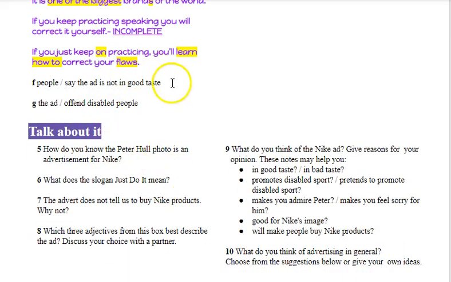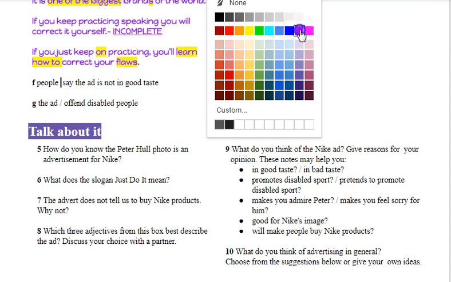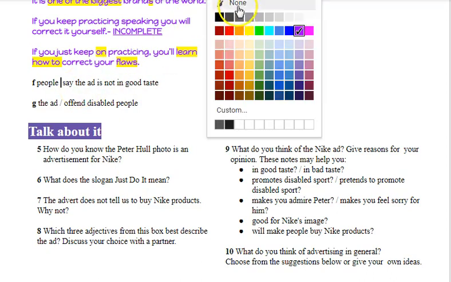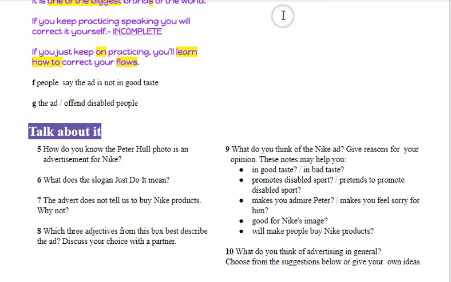Okay. So, letter F. People might say the ad is not in good taste. Might say, oh, I like the color. I like the color. It's wrong. Okay. Might say. Your answer is might say. People might say the ad is not in good taste. Why?